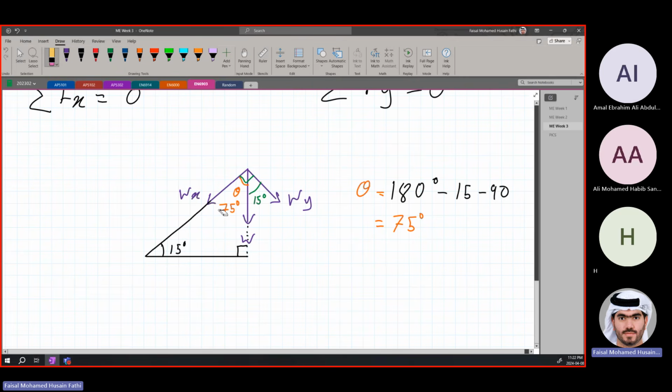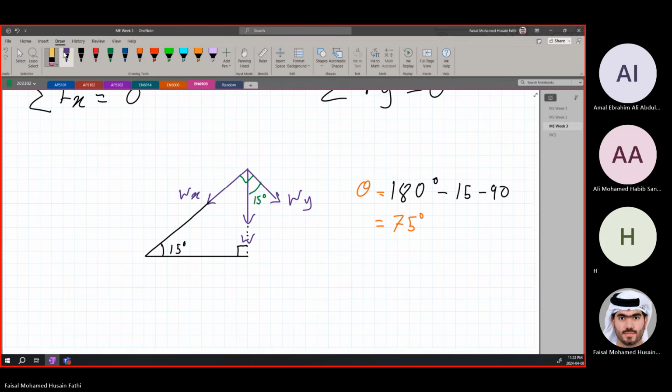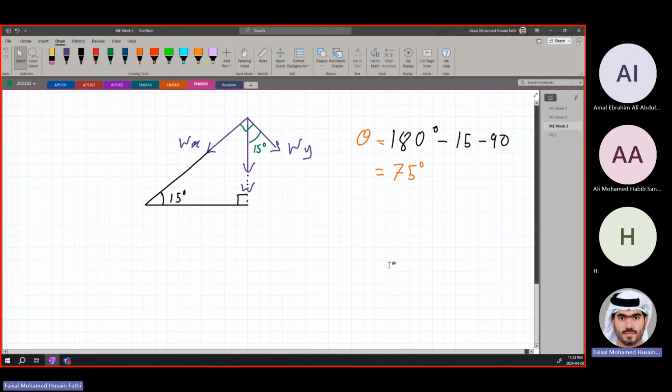Okay. So me personally, I like to use the 15 degrees over here. So that's what I will be looking at right now. I'm not going to look at the 75 at all. Okay. Now we have the angle between the weight and one of the components. Now we can apply our SOHCAHTOA.